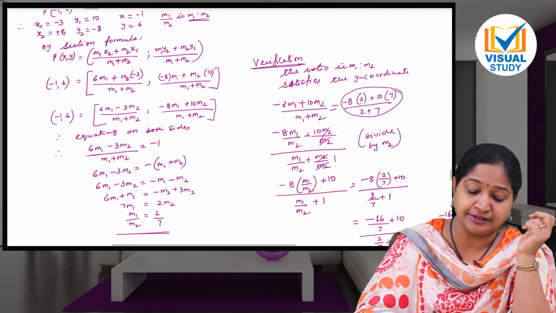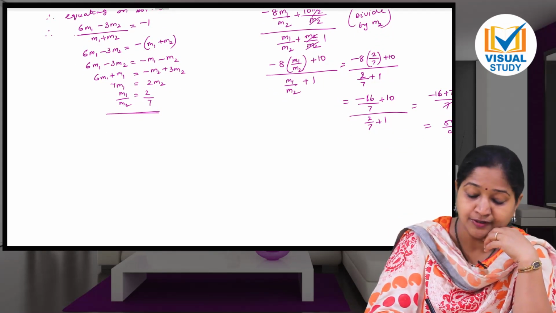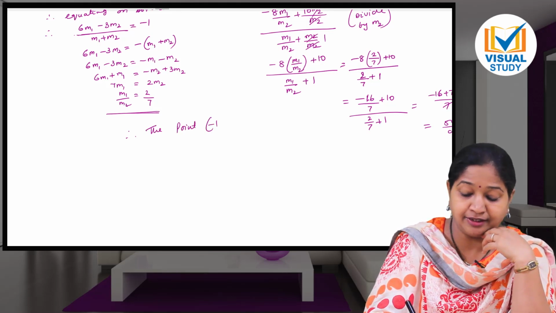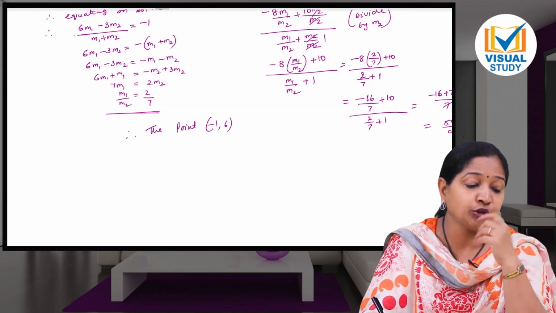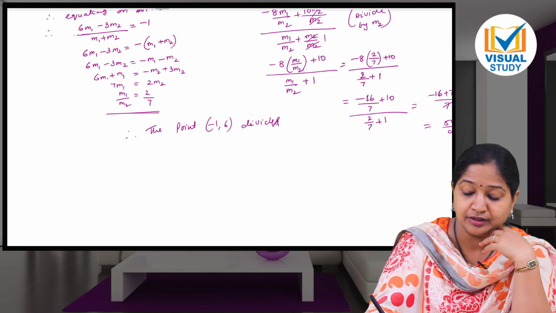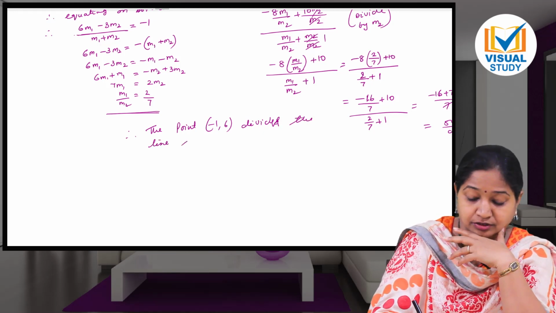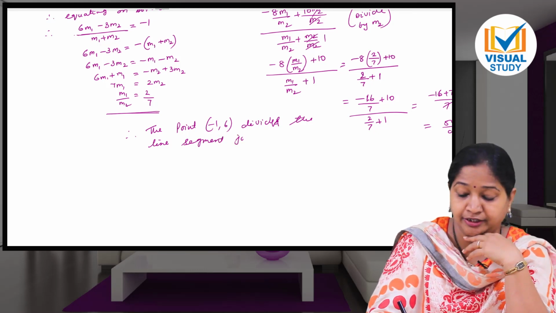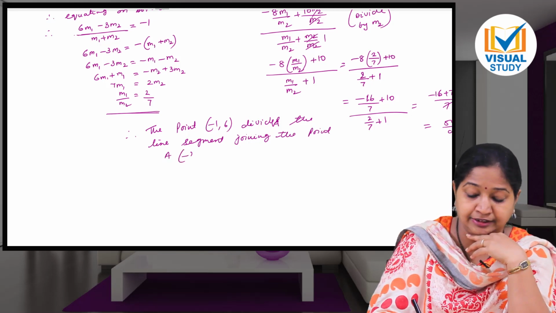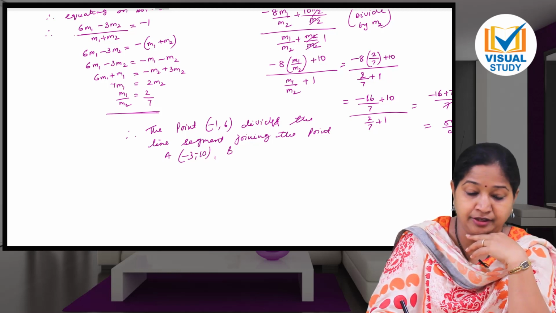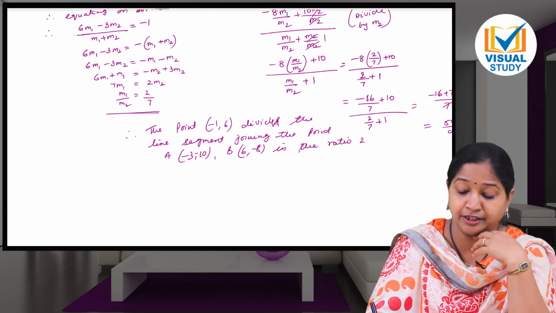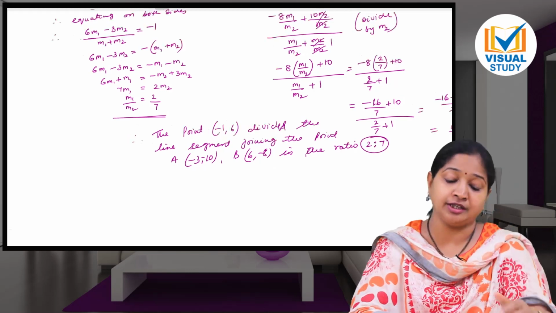See here, our y coordinate is 6. Therefore, your whole answer is: the point (-1, 6) divides the line segment joining the points A (-3, 10) and B (6, -8) in the ratio 2 is to 7. So finally we have got our ratio.